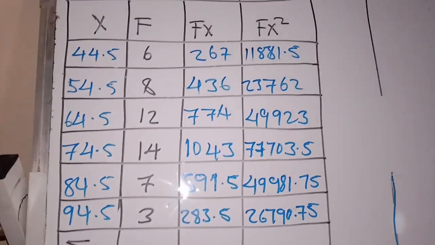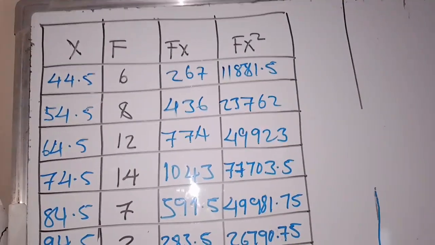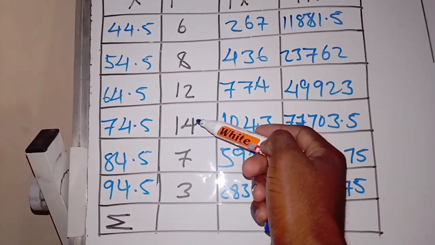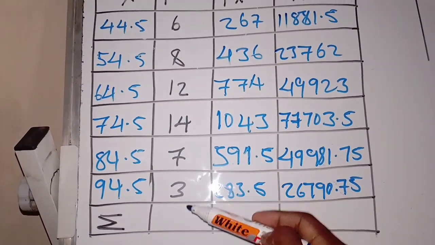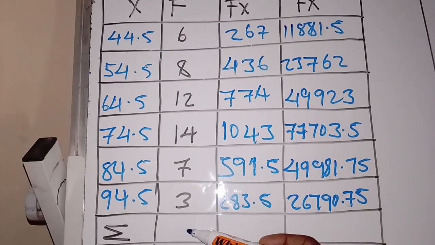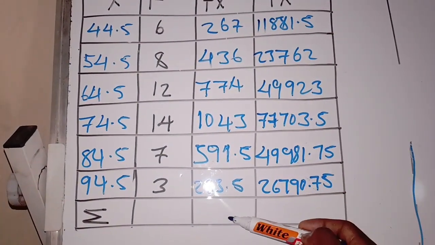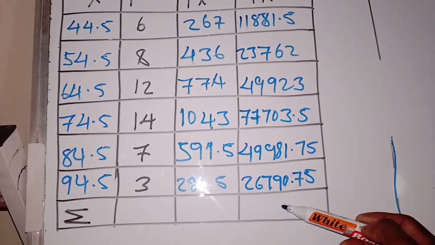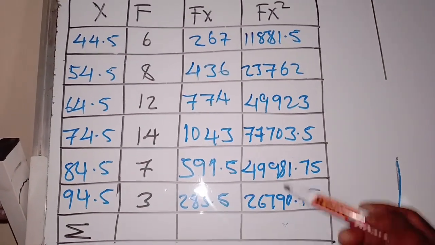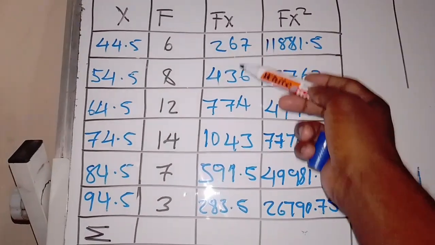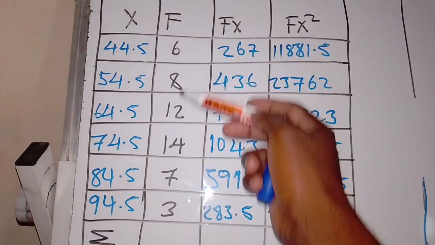Okay, now let's sum up everything. Let's sum up the frequency. Okay, 6 plus 8 plus 12 plus 14 plus 7 plus 3. We sum up the frequency, the answer we get here. Also here we sum up everything, answer here. Also here we sum up and then we put the answer there. We have to add everything in this column, everything in that one, everything here.